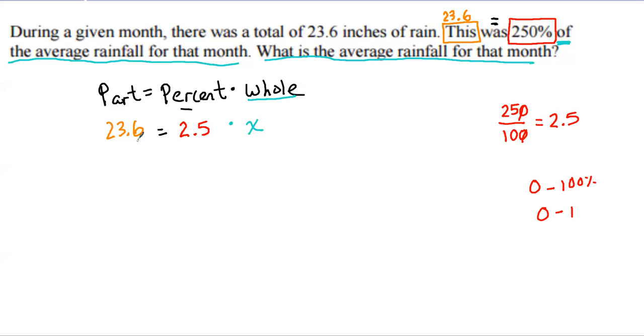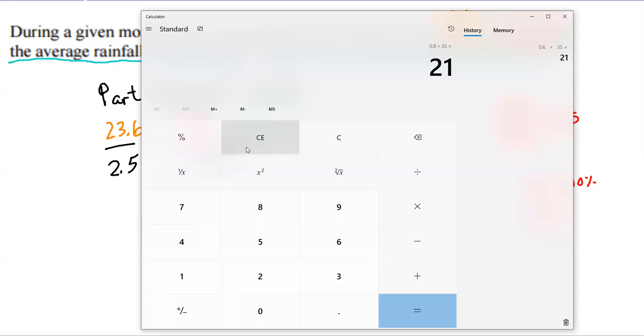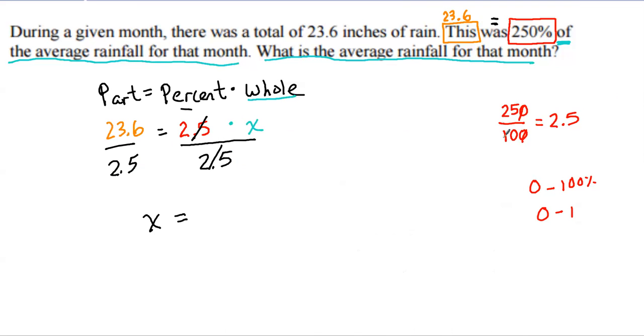So let's solve this equation. 23.6 equals 2.5 times x. To get our x by itself, we would want to divide both sides by 2.5. And these will cancel out. So we have 23.6 divided by 2.5. And you're allowed to use a calculator on a problem like this. And whenever you do 23.6 divided by 2.5, you're going to get 9.44 or 9 and 44 hundredths.